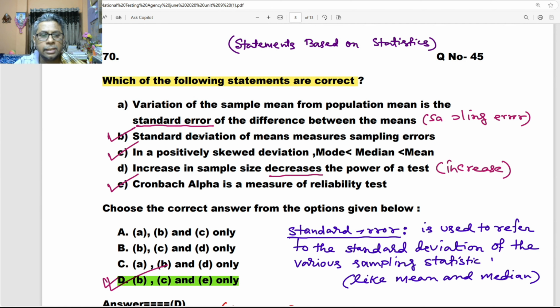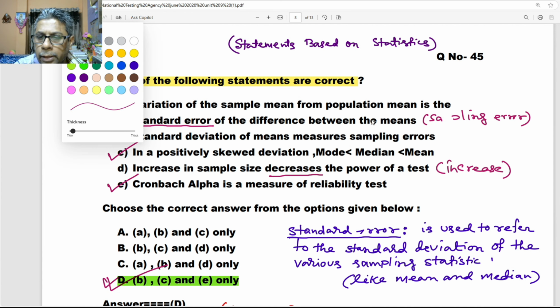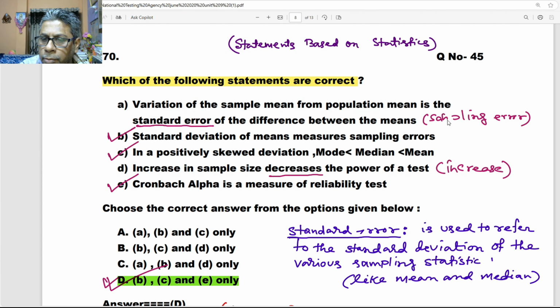But statements A and D are not true. Variation of the sample mean from the population mean is the standard error of the difference between the means. This is not true. It is called the sampling error, not normal error, not standard error.